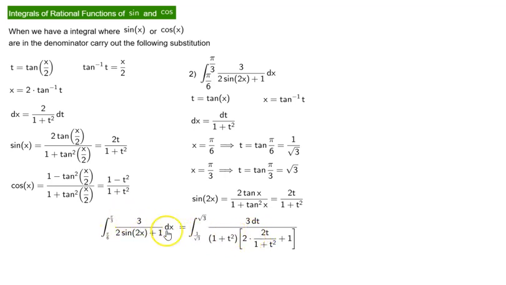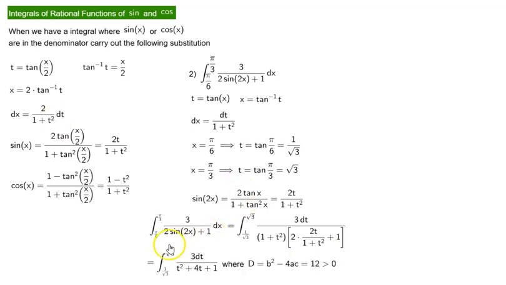So here we have 3 dx. 3 dx we don't have, we have only dx. So 3 as it is, and dx gets replaced with dt by 1 plus t square. Now, what else is there? 2 sine 2x plus 1 is in the denominator. So 2 sine 2x, but we have sine 2x. So 2 as it is times sine 2x is equal to 2t by 1 plus t square plus 1.